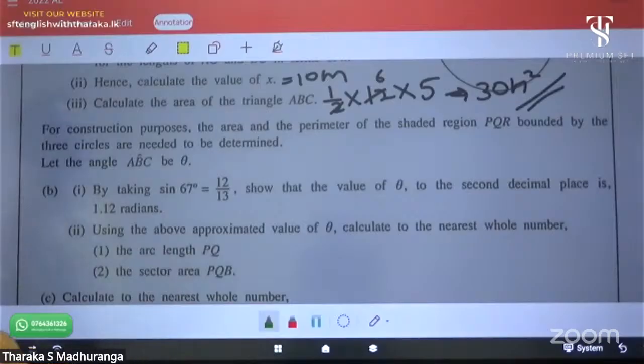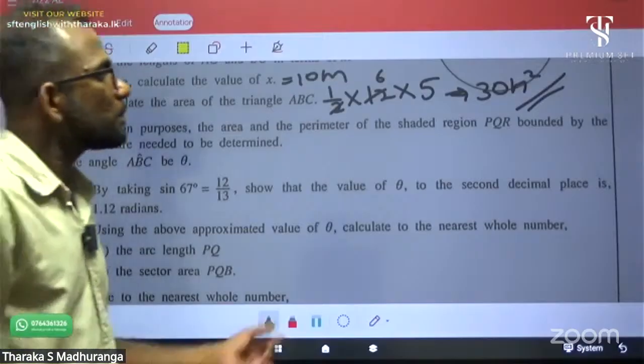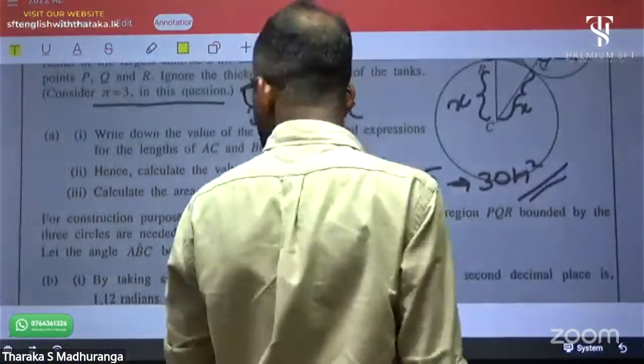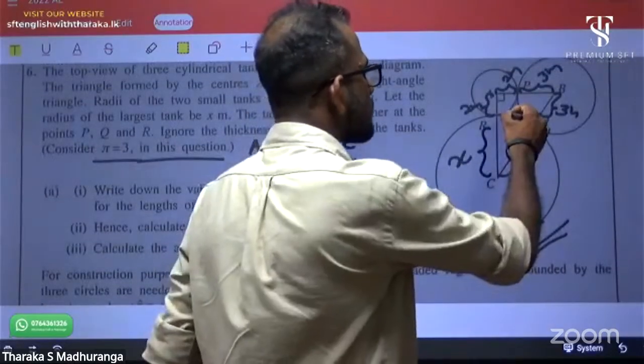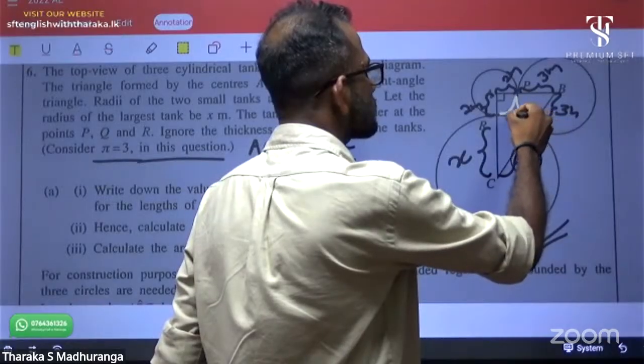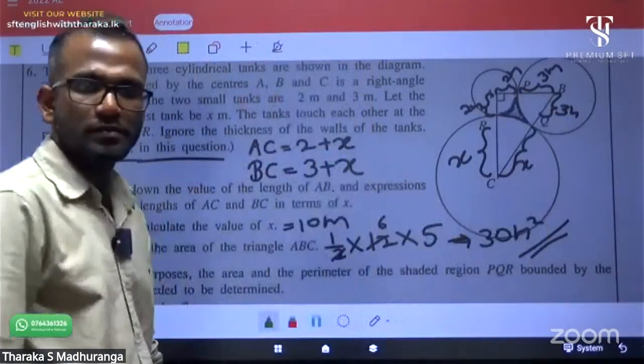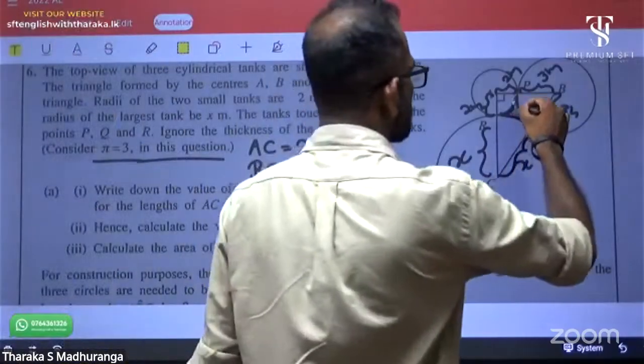Okay, for construction purposes, the area and perimeter of the shaded region PQR bounded by the three circles are needed to be determined. This is the shaded area. This part.